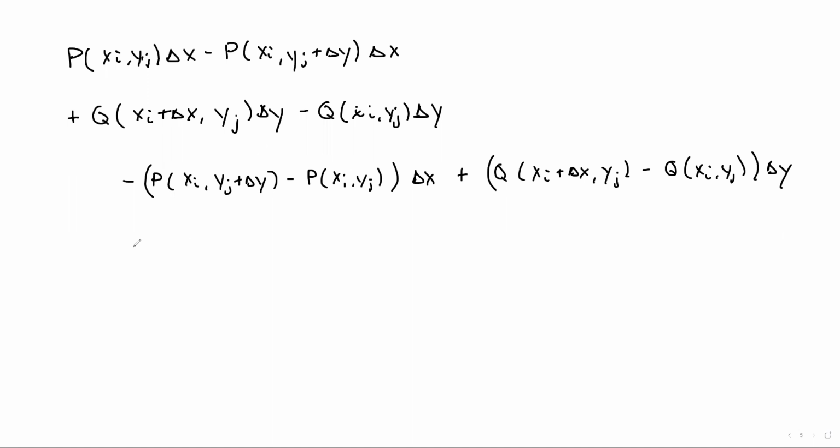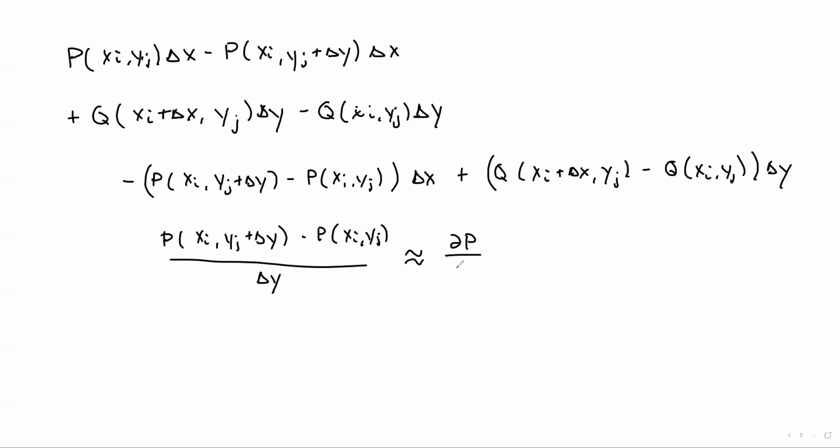So what we can do is say p of x sub i, y sub j plus change in y, minus p of x sub i, y sub j, divided by change in y, is going to be approximately equal to the partial derivative of p with respect to y.